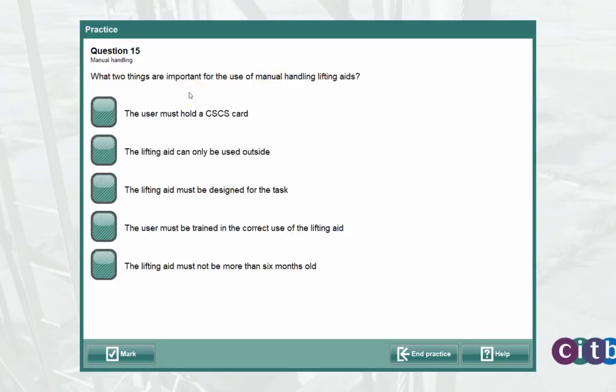What 2 things are important for the use of manual handling lifting aids? The user must hold a CSCS card. The lifting aid can only be used outside. The lifting aid must be designed for the task. The user must be trained in the correct use of the lifting aid. The lifting aid must not be more than 6 months old.